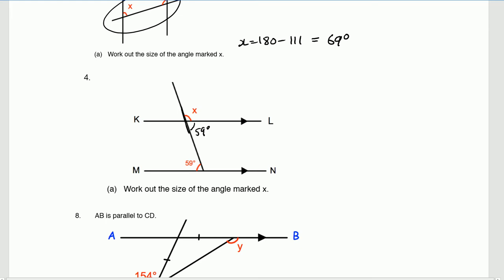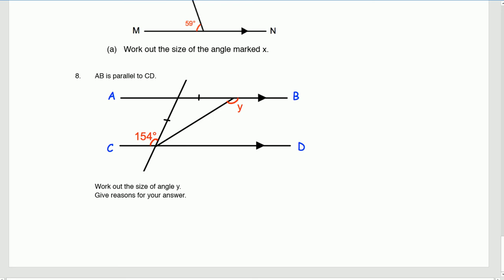Now with this being a straight line over here, I know that X is equal to 180 minus 59, 121 degrees. And that's it. So sometimes we don't get our angle directly, sometimes we have to take a couple of steps before we can get there. And that's a good example of that.